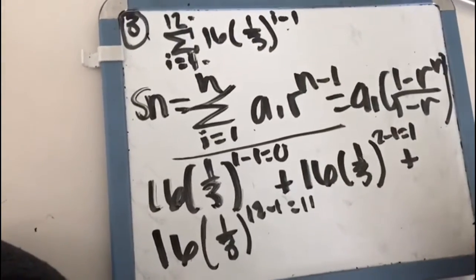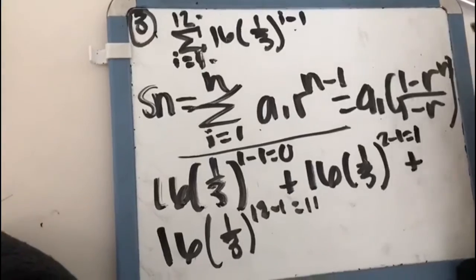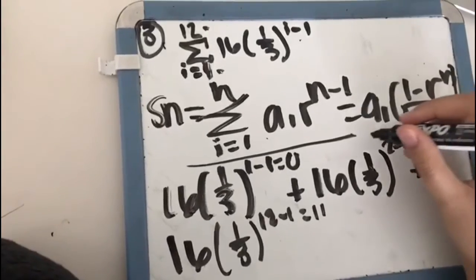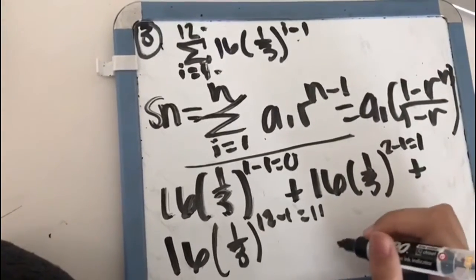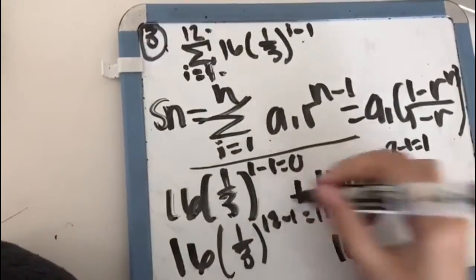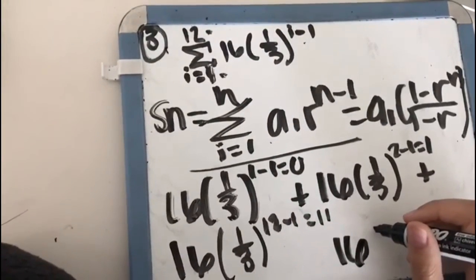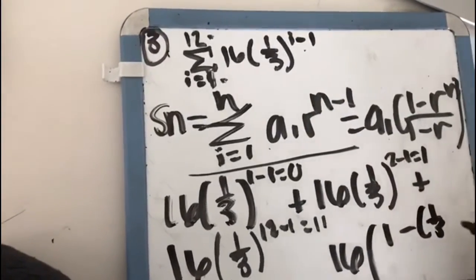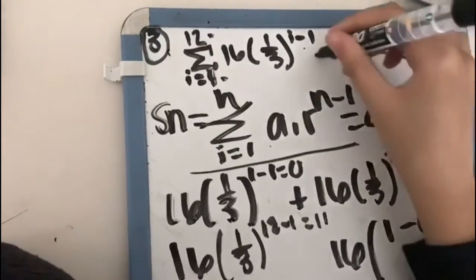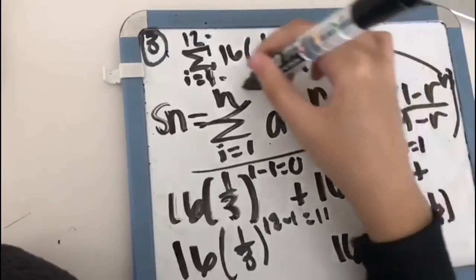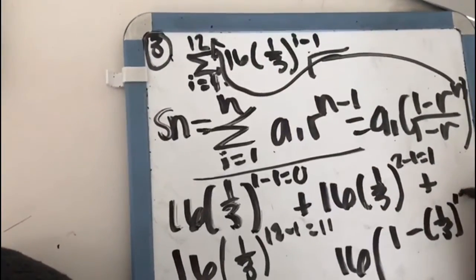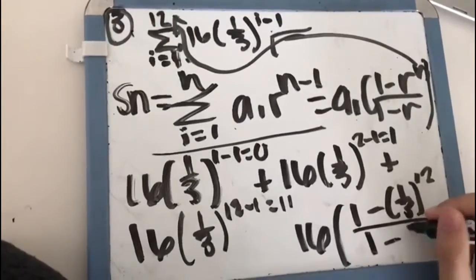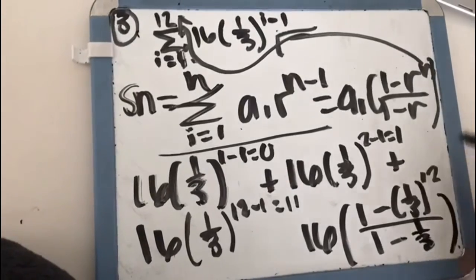So yeah, okay. Now in order to substitute this, a1 is 16, right? So a1 would be 16, which means this is equal to 16 right here. So 16 times (1 minus (1 over 3) to the n), where n is 12, by the way. So we put 12 right here, and then 1 minus 1 over 3 as the original r.